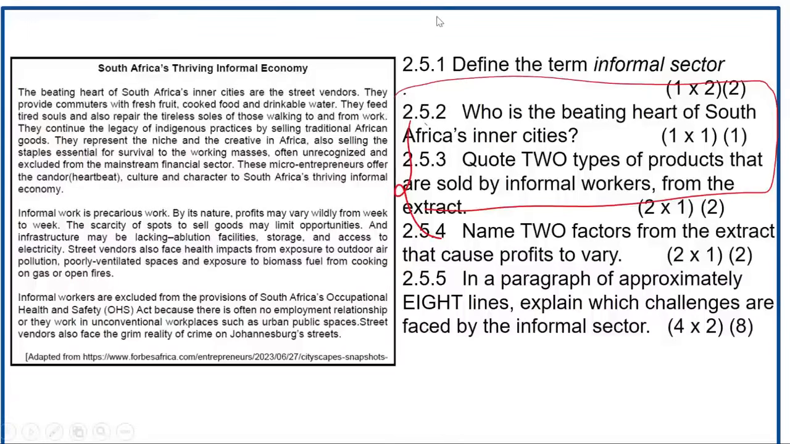But you know what is informal sector? It's a concept that you need to master to be able to define. Name two factors from the extract that cause profits to vary. Now, why do profits vary from informal sector? So, what you need to know about informal sector is the same thing that you need to know with the informal settlement. Number one is the reasons.